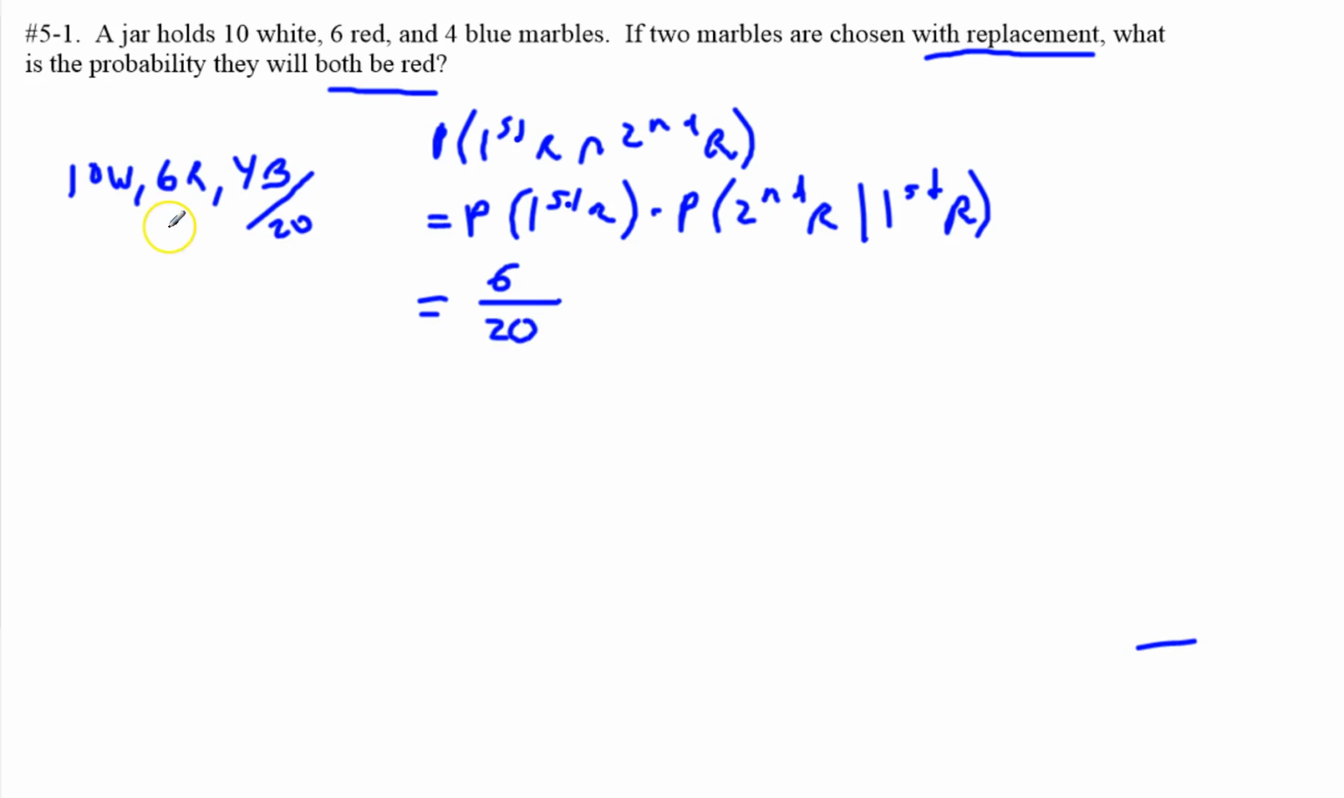Right now, we drew that marble out, but then we put it right back in. We're replacing it, so we have the exact same setup when we do the second probability. We also have the original 20 marbles, and again 6 of them are red, so 6 out of 20 is the second probability. We multiply those two and get 36 out of 400, or 0.09. So the probability of getting both red, if we draw 2 marbles with replacement in between, would be about a 9% chance. Okay, let's try the next problem.